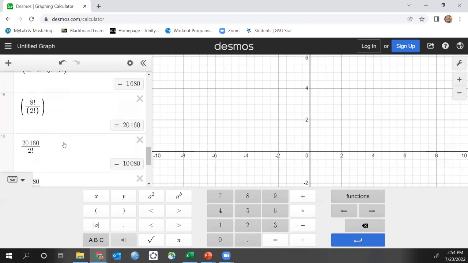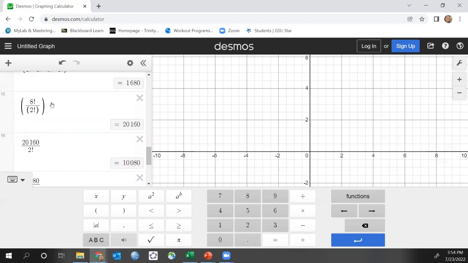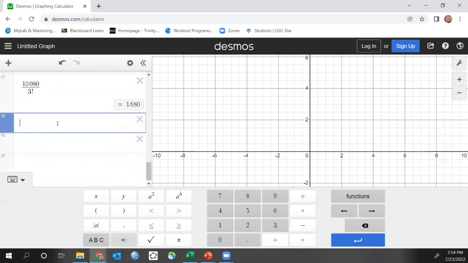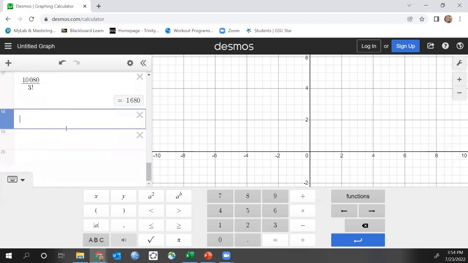If you're working with a TI 83 or 84, like I said, you can either use parentheses or you'll have to do them separately here. But Desmos is set up to automatically make it into a fraction, so it's easier to do it this way versus doing it in multiple steps.